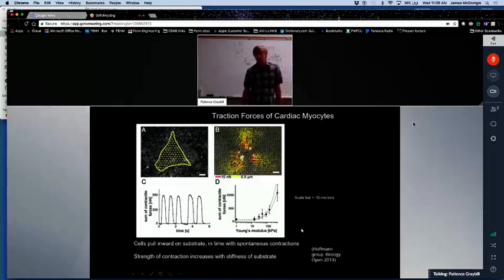So that means that this cell is very clever, because this cell is able to figure out how stiff the substrate is. And it knows that the stiffer the substrate is, the harder it needs to work to do its job.